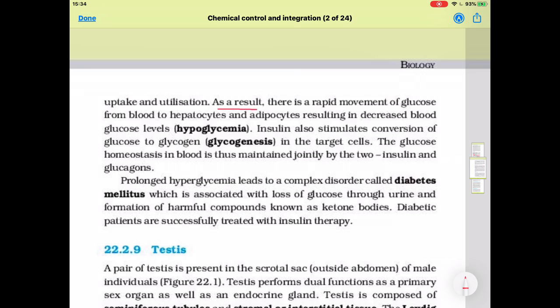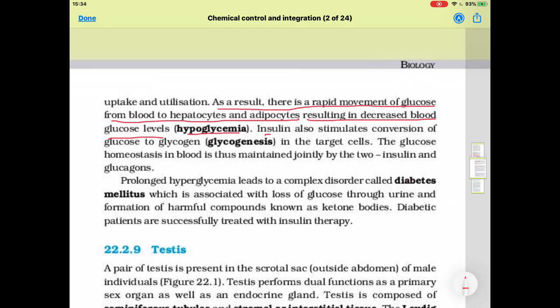As a result, there is a rapid movement of glucose from blood to hepatocytes and adipocytes, resulting in decreased blood glucose level. So insulin takes glucose from the blood and deposits it in hepatocytes, that is liver cells, or adipocytes, the cells in adipose tissue. This decreases the level of glucose in the blood. This condition is known as hypoglycemia.